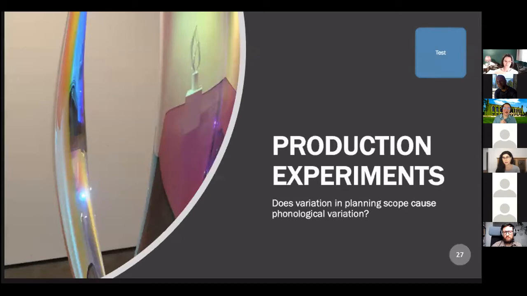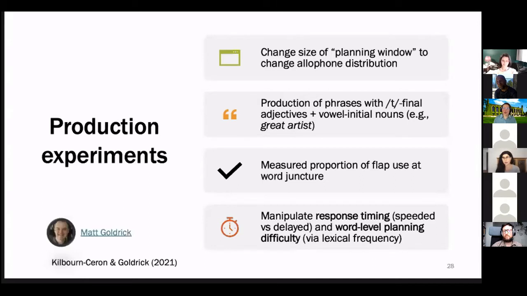So a question that production experiments allow us to address, as opposed to just looking at corpus data, is we can ask about the causality of the planning proxies on phonological variation. This is work that I've been doing in my postdoc with Matt Goldrick here at Northwestern, and was recently published in Psychonomic Bulletin and Review. Our goal was to manipulate and change the size of the planning window in order to change the distribution of the allophones, in this case, still flap, right?